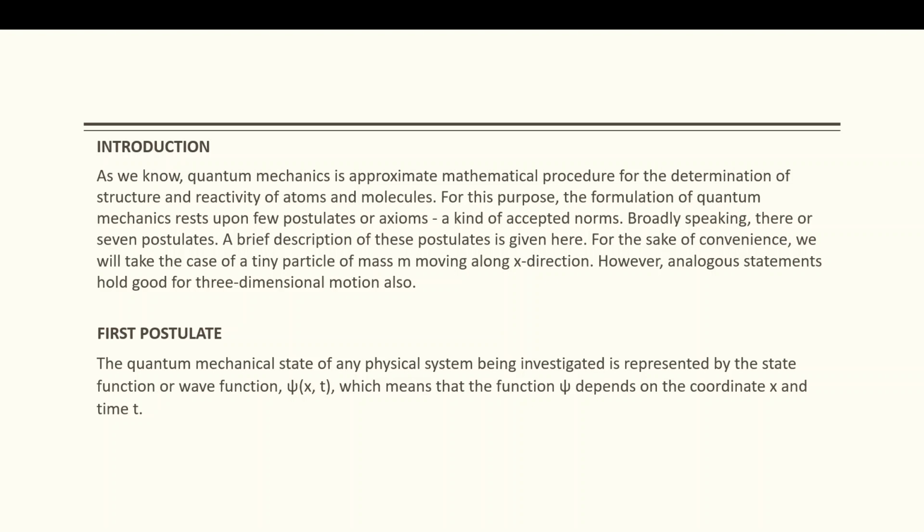Quantum mechanical state of any physical system being studied is represented by the state function, also called wave function, represented by a symbol, for example, psi(x,t). In place of psi, any other symbol can be taken, but psi is more popular. And this state function means that the function psi depends on the coordinate x and time t. So this is the first postulate.